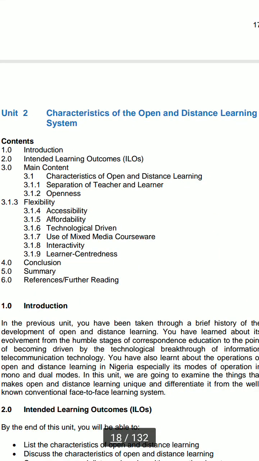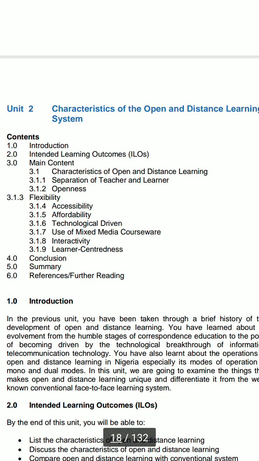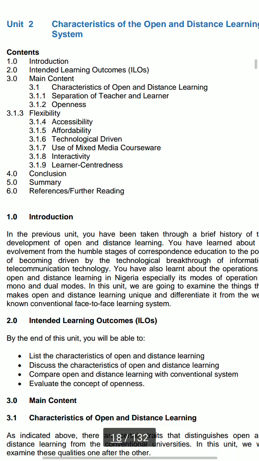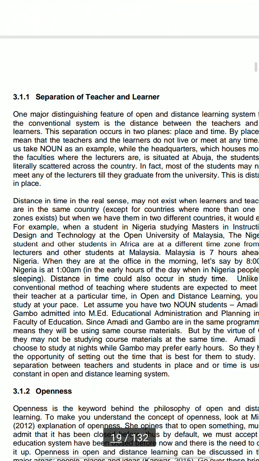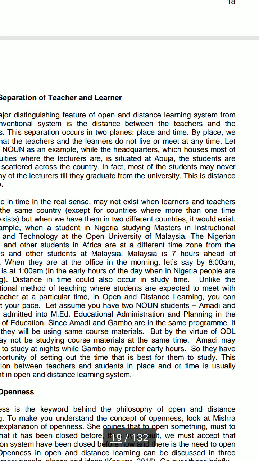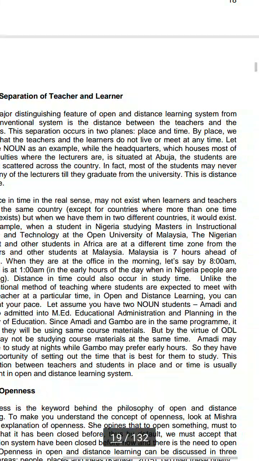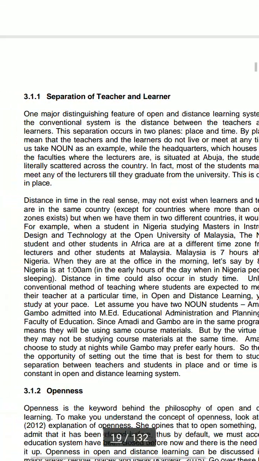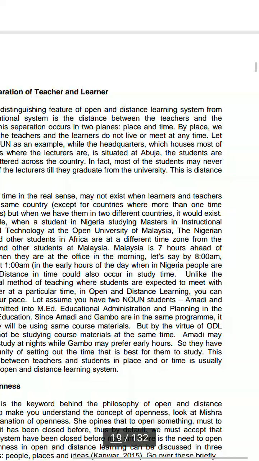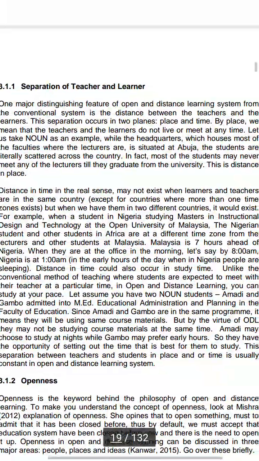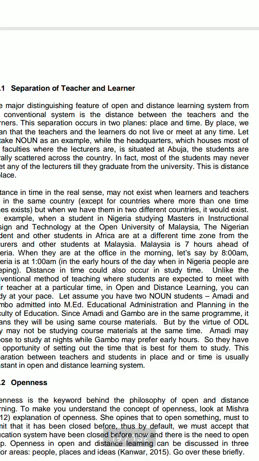Then we look at Unit 2, characteristics of open and distance learning system. These include separation of teacher and learner. One of the major distinguishing features of open and distance learning from the conventional system is the distance, the space between the teachers and the learners. This separation occurs in two planes, which are place and time. By place, we mean that the teachers and the learners do not live or meet at any time.